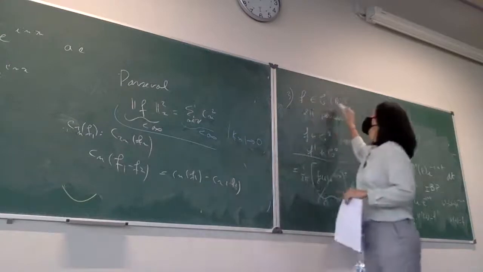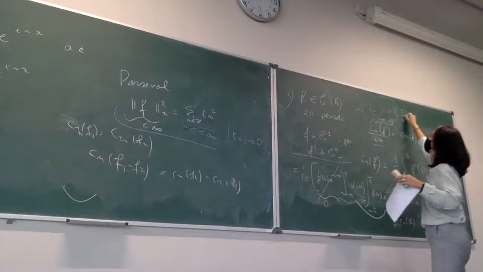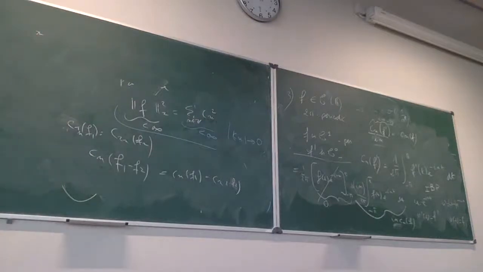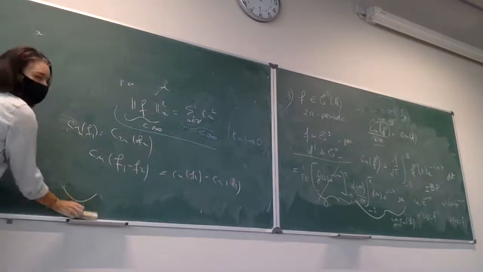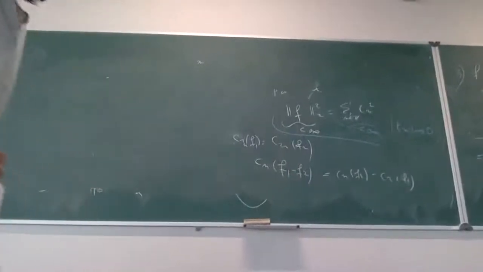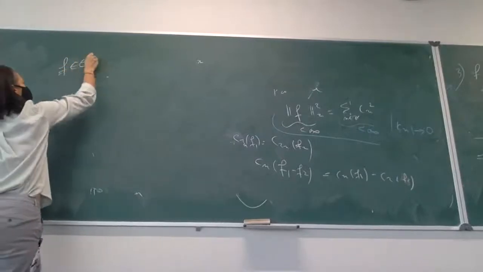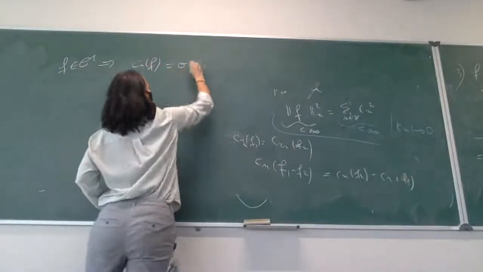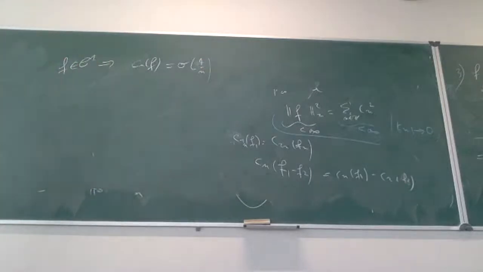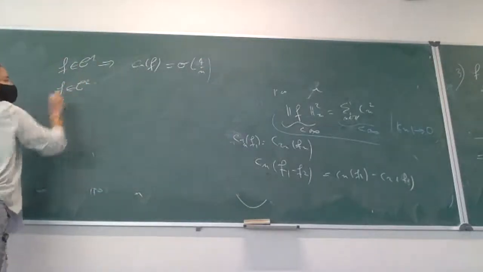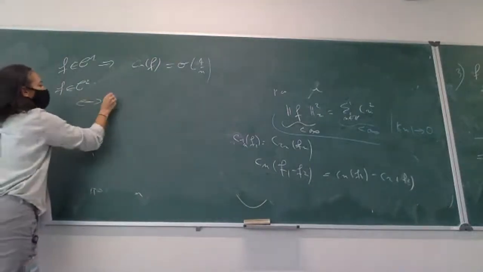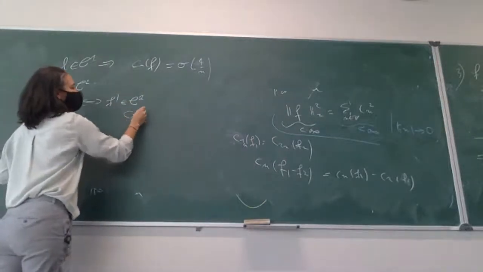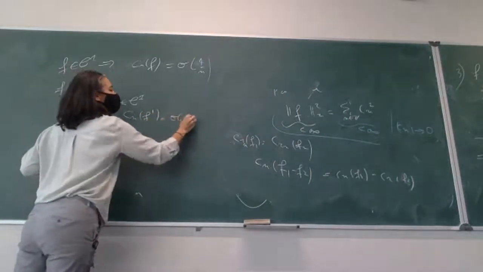The question is, if f is C^k, show that c_n is O of 1 over n to the k. What we proved is that if f is C1, then its Fourier series coefficients are small o of 1 over n. So if f is C2, what does that mean? It means that f prime is C1. See what I'm going to? So that means that c_n of f prime is small o of 1 over n.